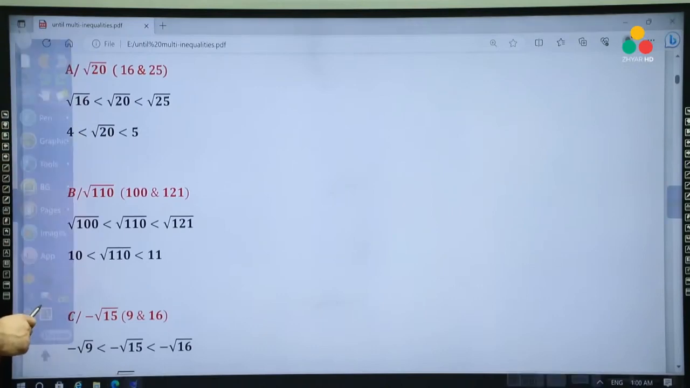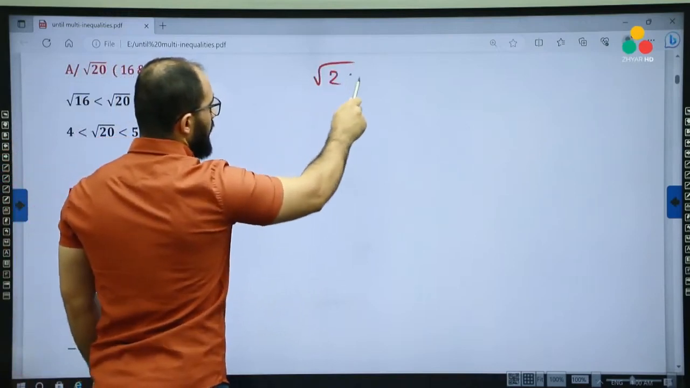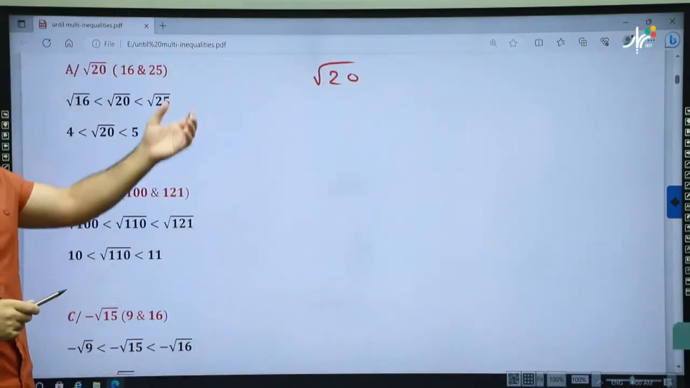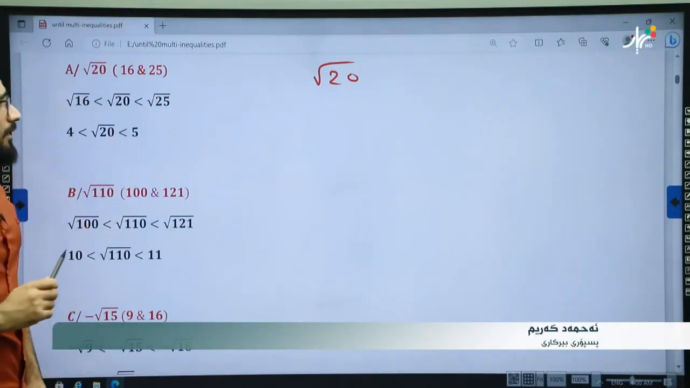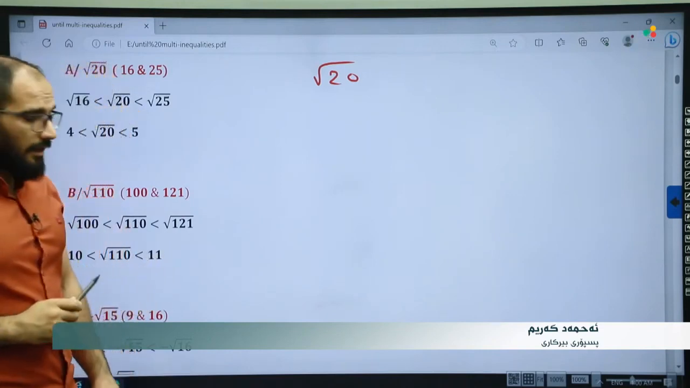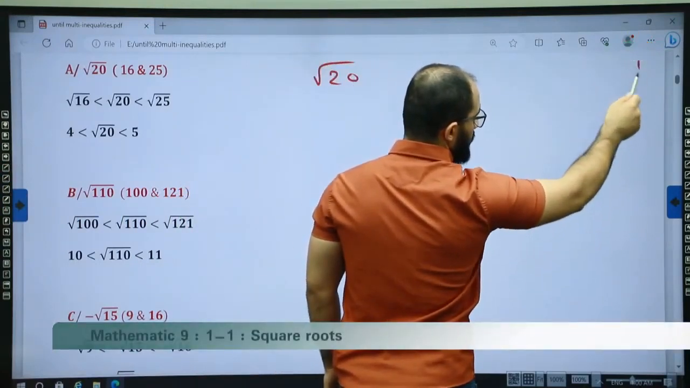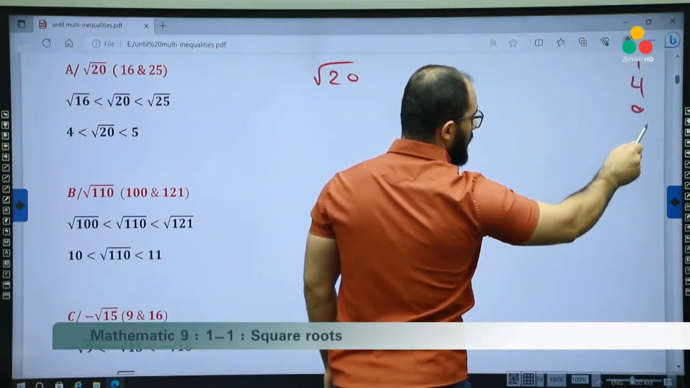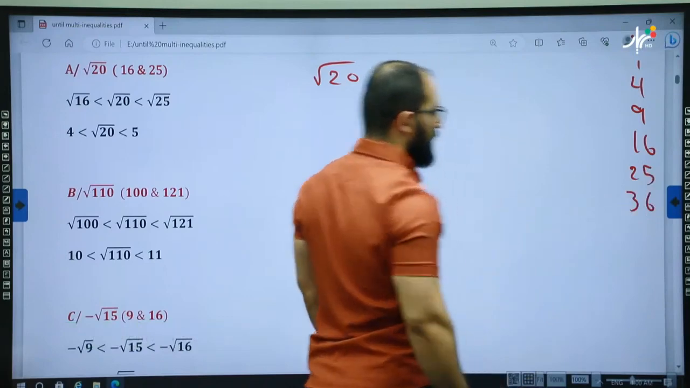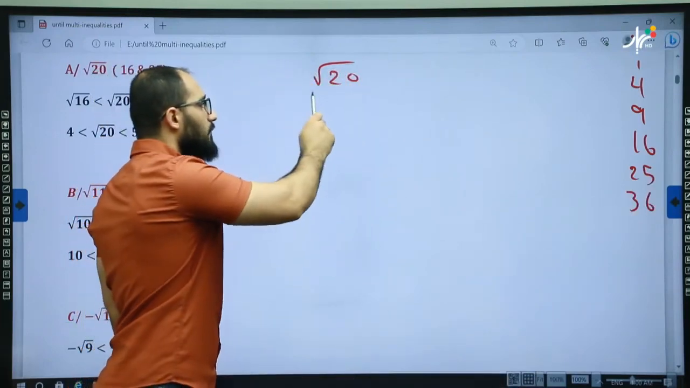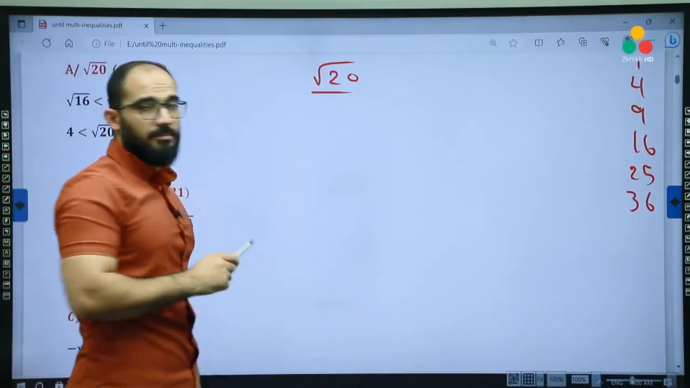Let's solve some examples. The first one says find the square root of 20. As you know, 20 is not a perfect square because we cannot express 20 as the product of a number by itself. So how can you find the square root of 20? Let's write the perfect squares list. 1 times 1 is 1, then 4, 9, 16, 25, 36. Then we have to find two perfect squares that 20 is located between.